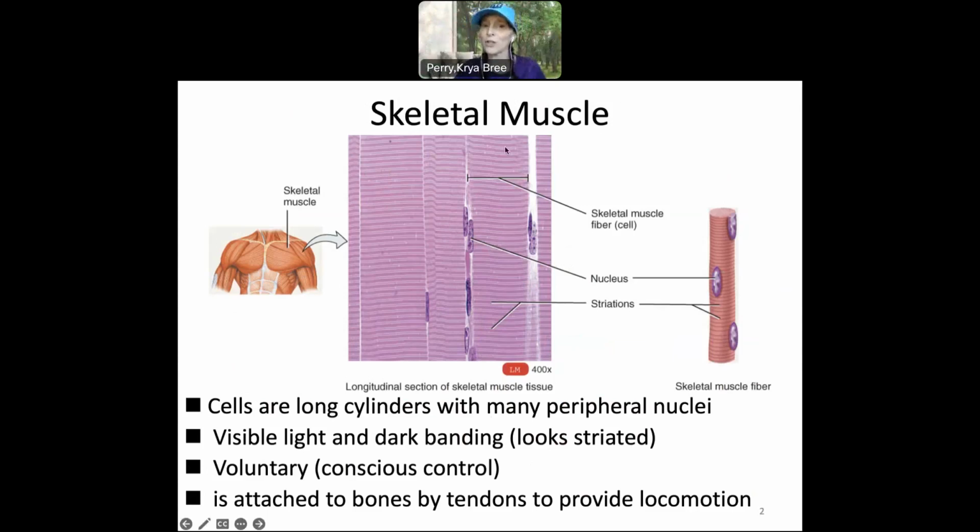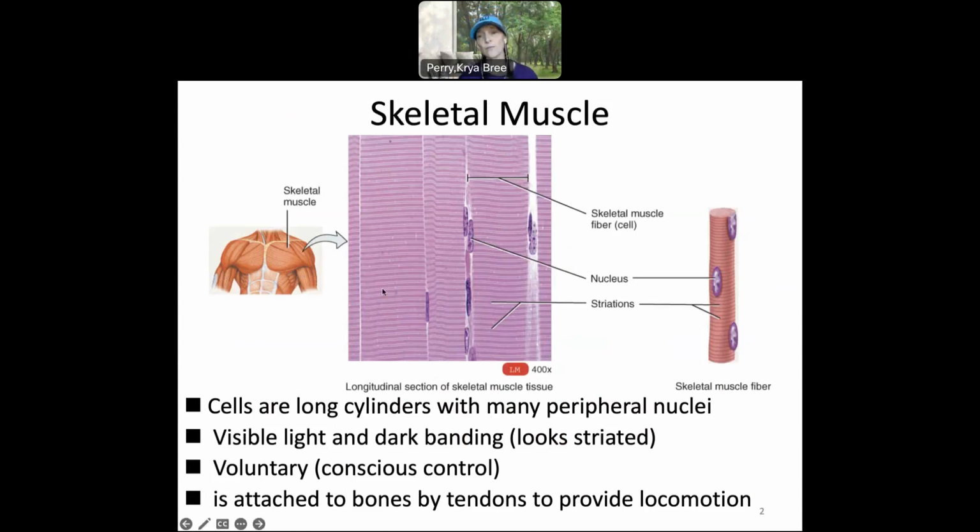We have all of the contractile fibers in the center of the cell. And then it's going to push the nuclei out towards the periphery or the outside of the cell. Okay, so that's where you're going to see the nuclei. You're going to see those visible light and dark bands. We call those striations. So it will look striated. And we'll talk about that when we get into the muscular system. And we'll talk about those contractile fibers and why they form those striations.